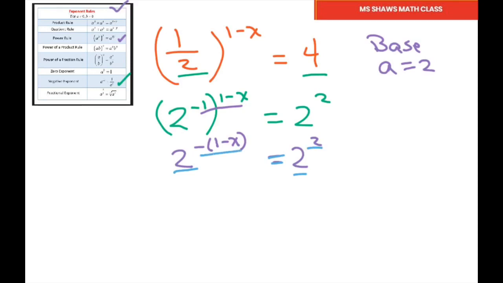So I'm going to go ahead and distribute that negative 1. So we have negative 1 plus x equals 2. I'm going to add the 1 to both sides, and you get 3. So my solution set is 3.